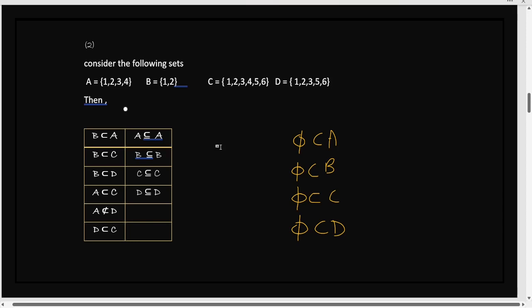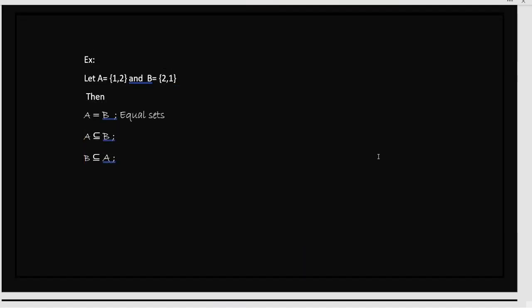As I said, every set is a subset of itself. Phi is a subset of A. Phi is a subset of all other sets. Any set, phi is a subset.